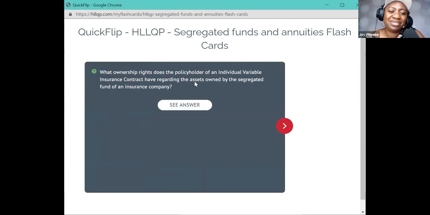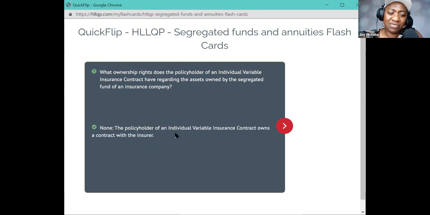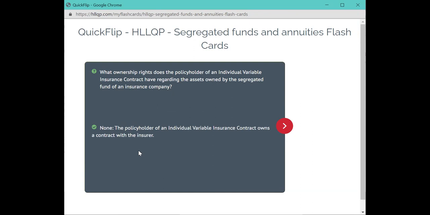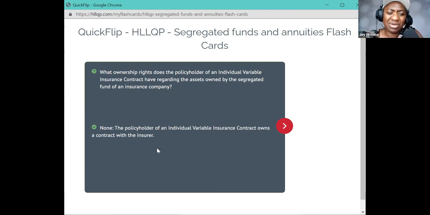What ownership right does the policy holder of an individual variable insurance contract have regarding the assets owned by the segregated fund of an insurance company? So what kind of ownership rights are they talking about? Should be the right to designate a beneficiary? The policy is an individual variable insurance contract, a contract with the insurer. So how is that a right? Okay, they say none. There's no right.